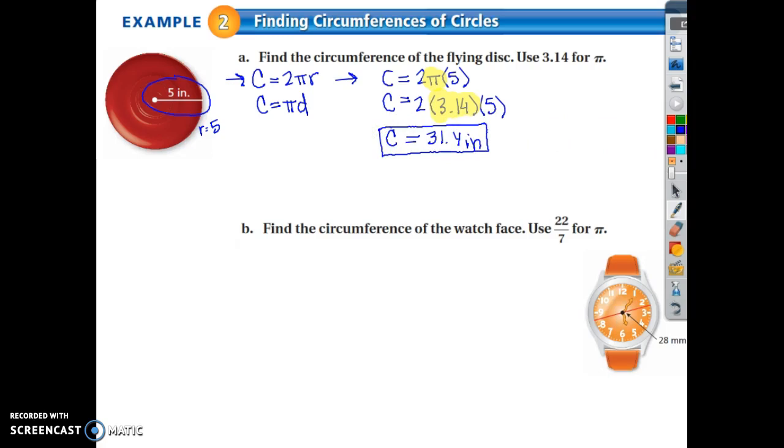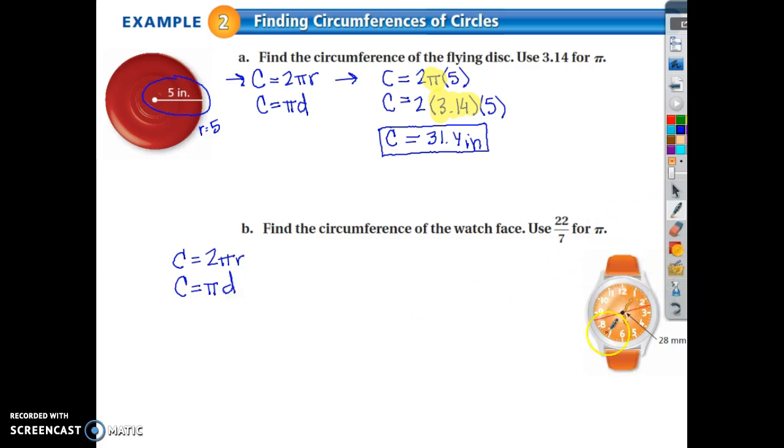Now in example 2b, I'm going to do a very similar thing. My two formulas are C equals 2 pi r and C equals pi times diameter. We can use either of these. Doesn't matter which one, it just depends on the information we're given.